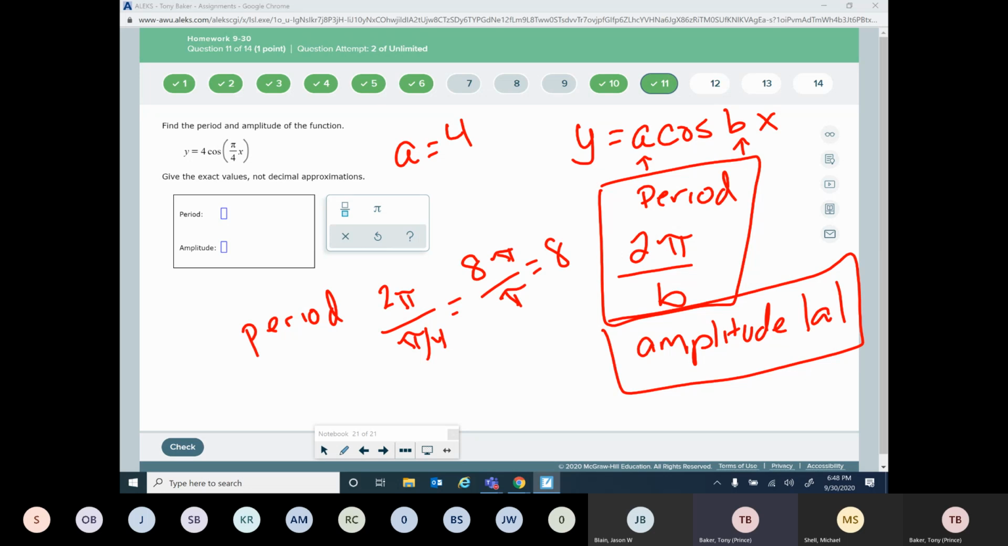Your period does not always have to have pi in it. Most of the time it has pi in it, but it does not always have to have pi. So my period is 8, and my amplitude is 4.